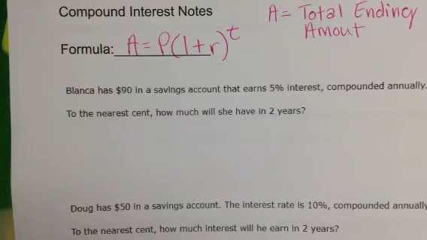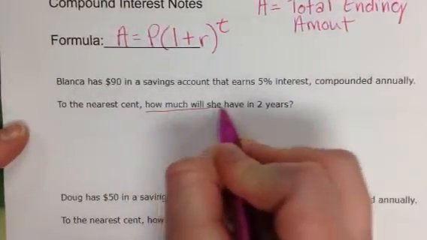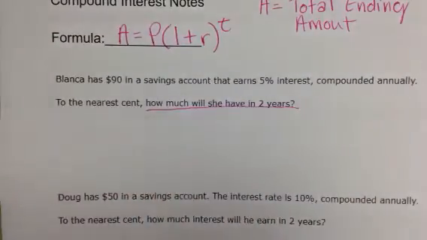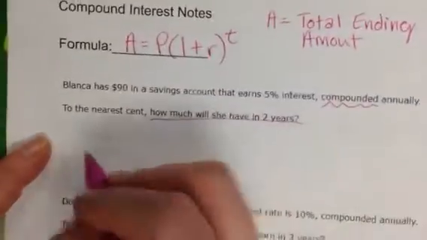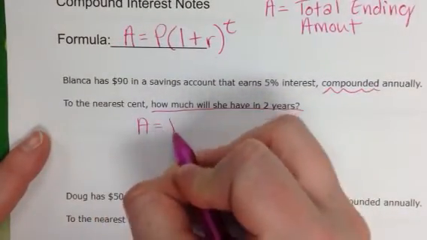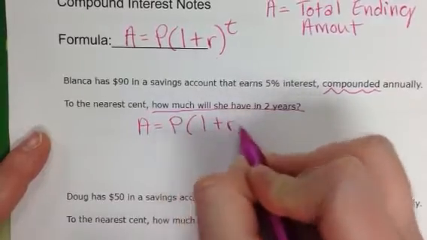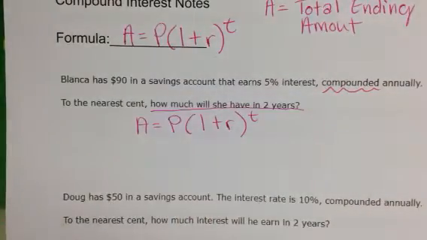Blanca has $90 in a savings account that earns 5% interest compounded annually. To the nearest cent, how much will she have in 2 years? So this one is asking for that total ending amount, how much she will have all together is another way that you can think of that A, all of it. Okay, so since they said compound, I'm going to write my compound interest formula so that right below it I can substitute numbers for those variables.